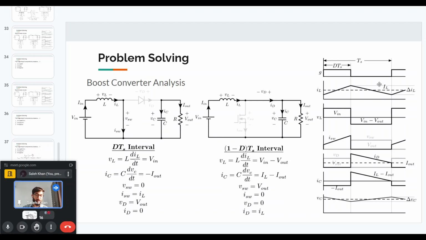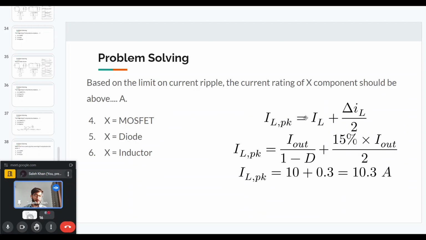And then we are told that the inductor current ripple should not be greater than 15% of the output current. So using all these facts, we can actually find out what is the inductor current peak value. So it will be equal to the average inductor current plus half of the inductor current ripple. As we saw, the average inductor current is I out divided by 1 minus D. And then we had 15% of I out divided by 2. And I out here will be equal to 300 watts divided by 75 volts. That will give you the output current, which in this case is 4 amperes.